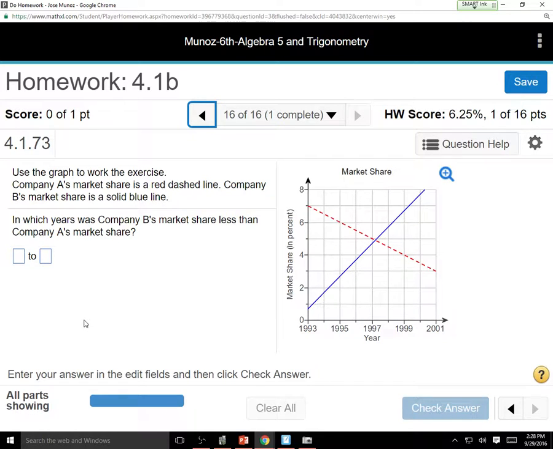Use the graph to work the exercise. Company A is marked in a red dashed line. Company B's market share is a solid blue line. In which years was Company B's market share less than Company A? So when was B less than A? Well, B is the blue, right? B for blue. So it's from here to here. So 93 to 97. Okay.